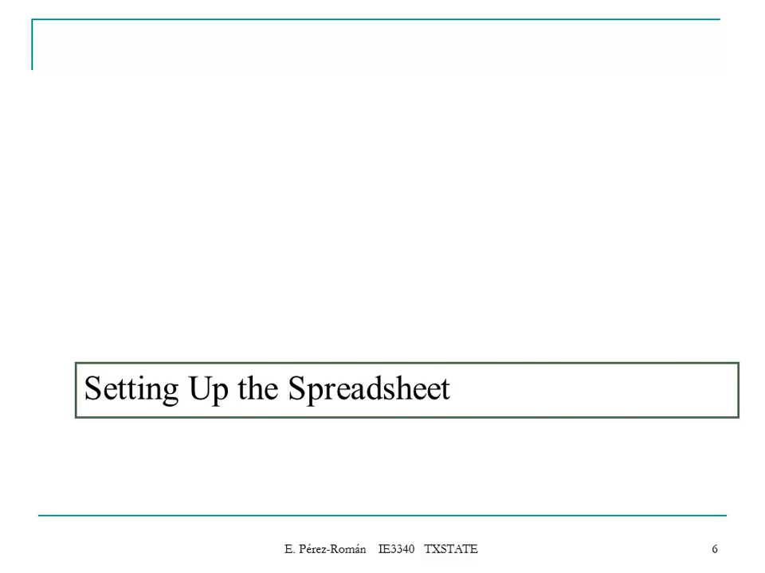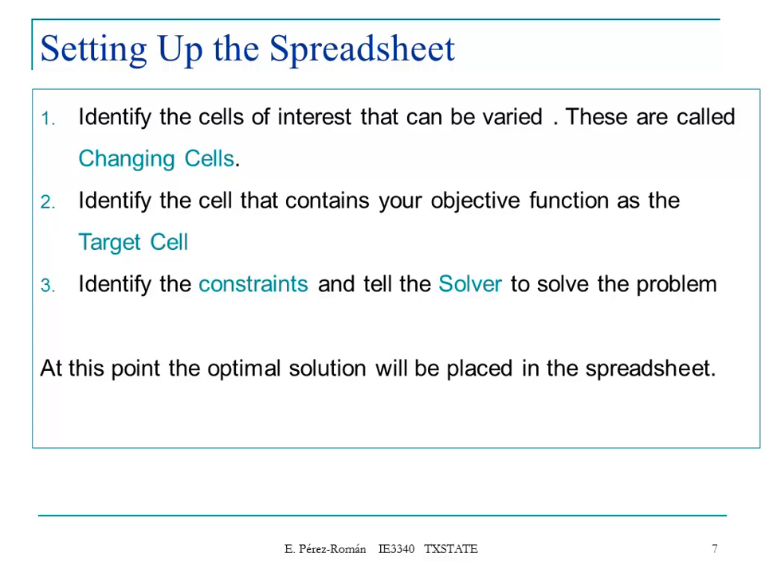So how to set up the spreadsheet? Identify the cells of interest that can be varied. These are called the changing cells. Most of the time, these changing cells are going to be your decision variables. Those are the cells that are going to be changing, and most of the time, that's going to give you the solution. So the changing cell is going to give you the value for each decision variable.